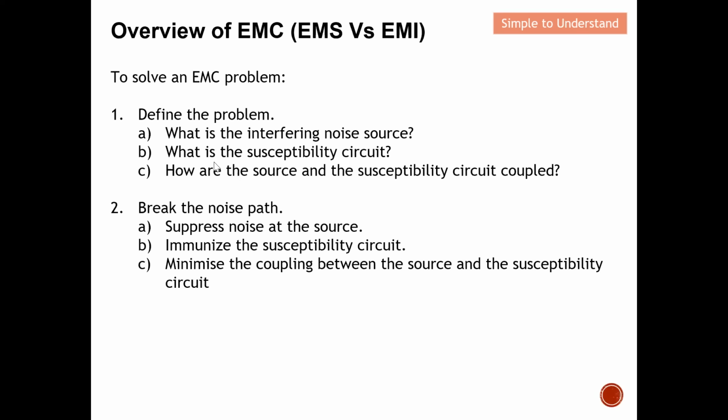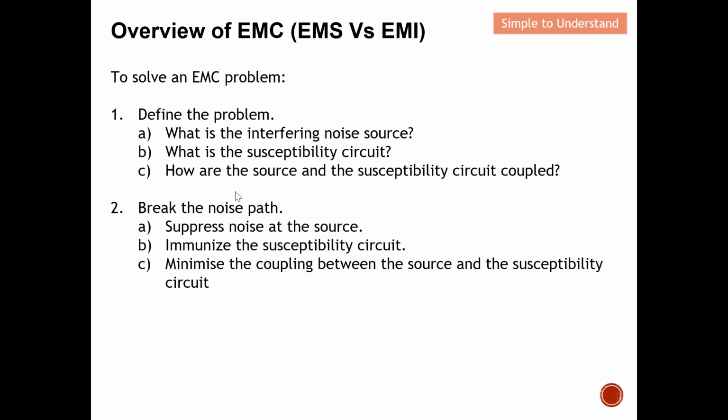Next, I think this is quite obvious. What is the susceptible circuit? Who is the victim? I guess this is quite obvious. We can actually see the effect, or you can measure the effect, or you can feel the effect. So basically, this will be much easier to identify where the victim circuit is. Next will be the path. How are the source and the susceptible circuit coupled? Earlier on, I mentioned that it can be electric coupling, magnetic coupling, or EM wave coupling. So you must know how the noise source actually reaches the victim.